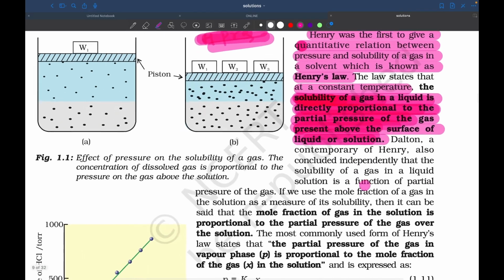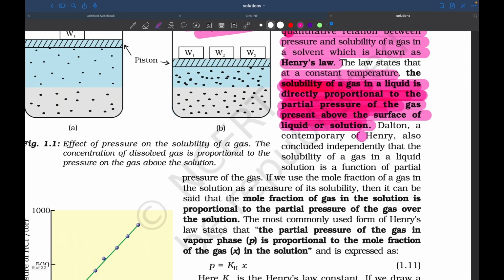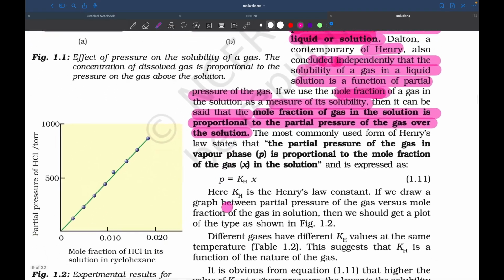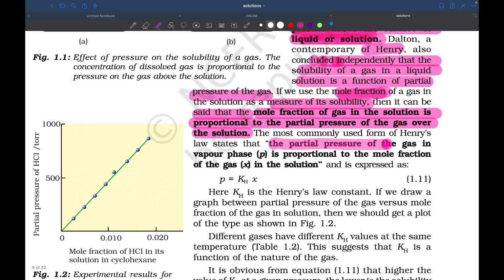So Dalton, a contemporary scientist of Henry, also concluded independently that the solubility of a gas in a liquid solution is a function of its partial pressure. So if we use the mole fraction of a gas in a solution as a measure of solubility, then it can be said that the mole fraction of a gas in a solution is directly proportional to the partial pressure of the gas over it.